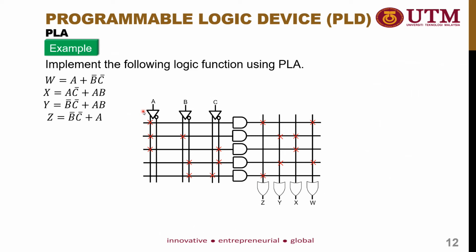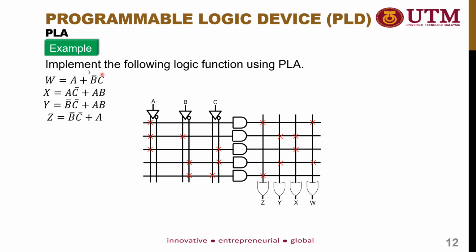So you see here, in order for us to implement the following logic function, you can just implement it by making the correct connections in the circuit. For example, this is input A. The output that comes from this line is A, and the output that comes from this line is A bar. Similarly for B and for C.